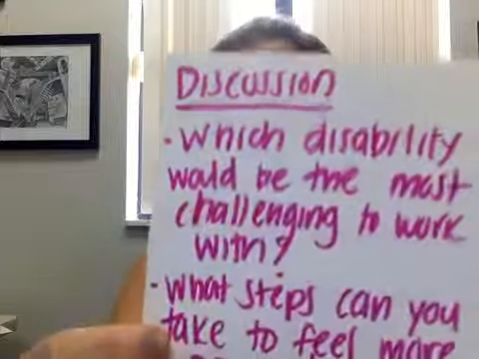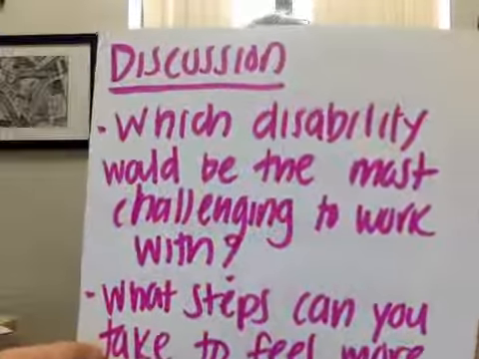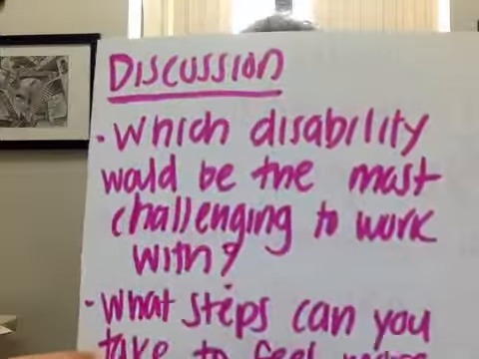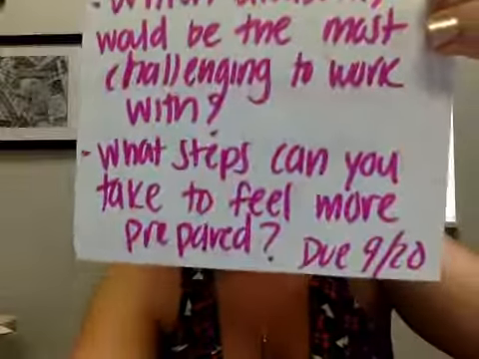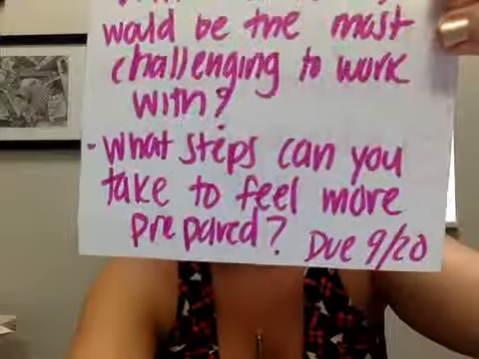And lastly, the discussion. So now that you know all of these various disabilities and you've had a good introduction to them, which disability do you think would be the most challenging for you to work with in the classroom? And what steps do you think that you can take to be more prepared for working with a child with this disability? Also due September 20th by 11:59. And of course, the discussion, I want you to respond to a peer with that very thorough and thoughtful and constructive response, not just agreeing or disagreeing, but make sure that you have some substance in your response.